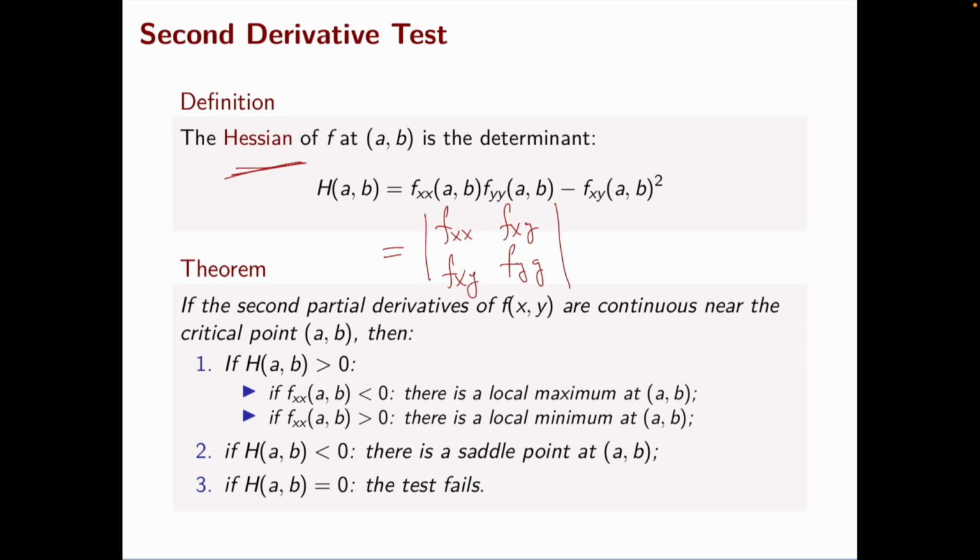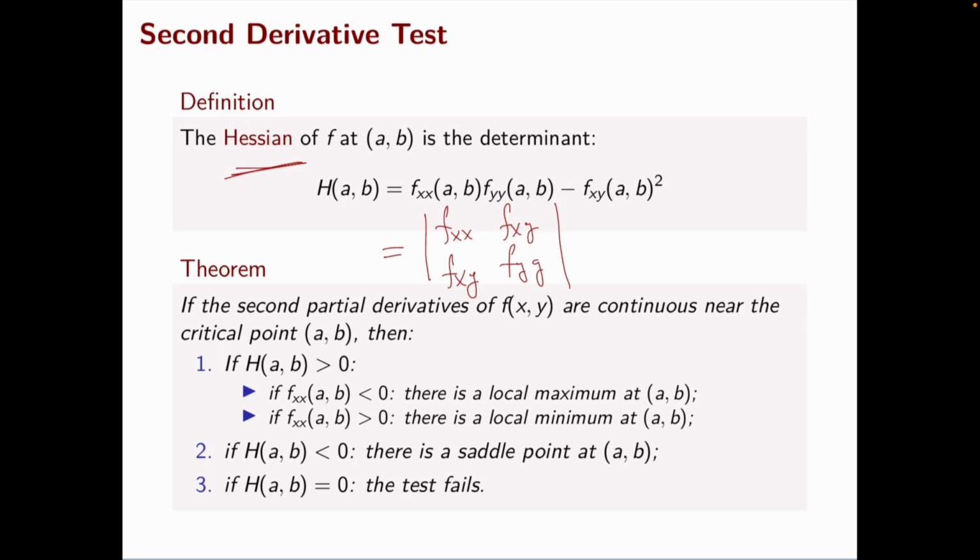The determinant calculated in this way is going to give us what is called the Hessian of the function at the point (a, b). And this Hessian is going to be very relevant in order to decide if a critical point is a maximum, a minimum or a saddle point. And that is going to be given by this theorem.